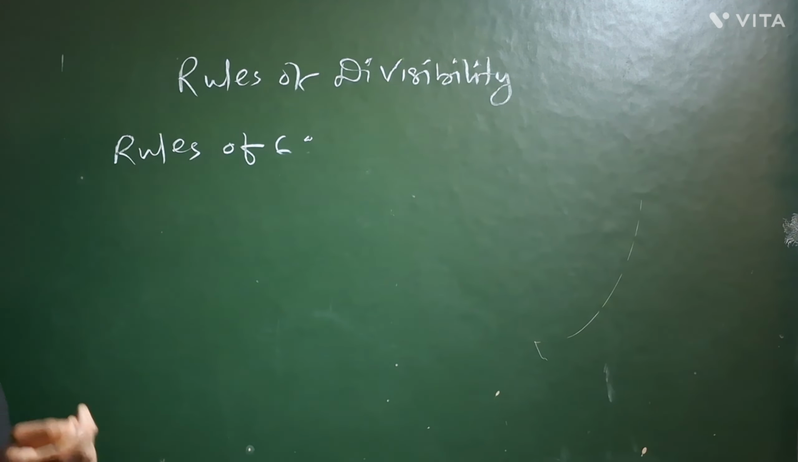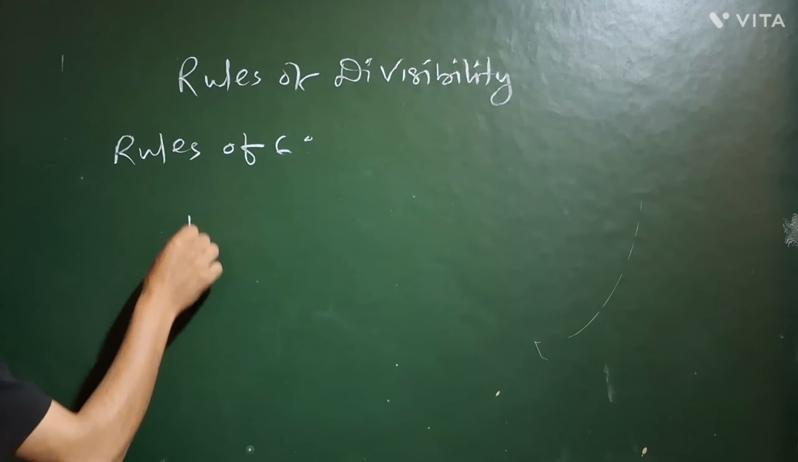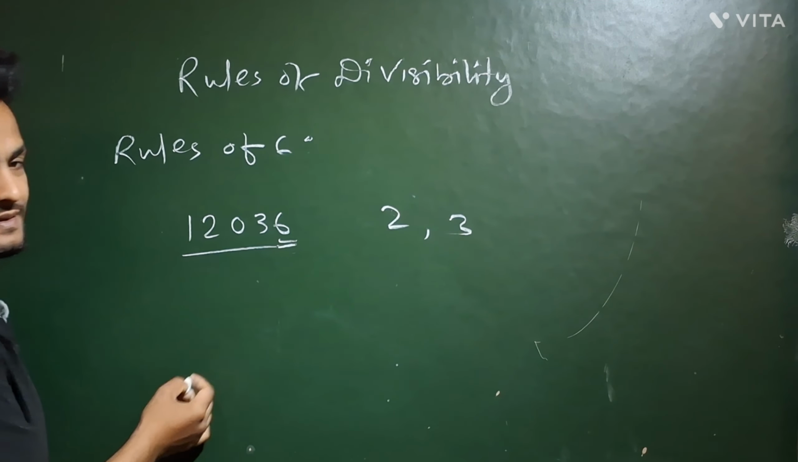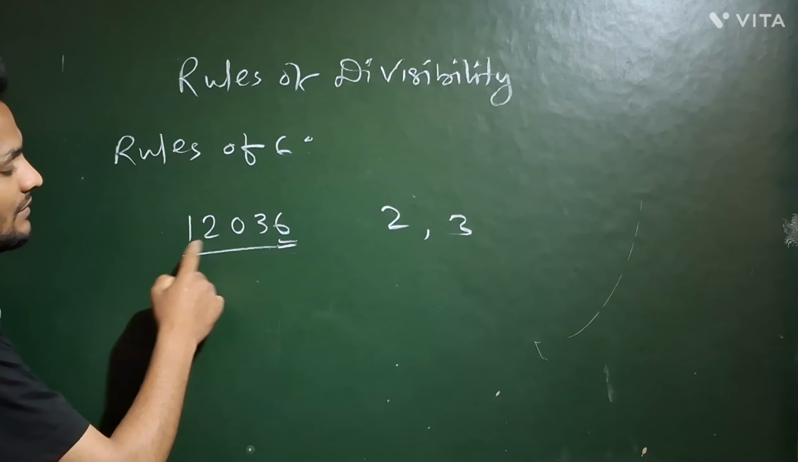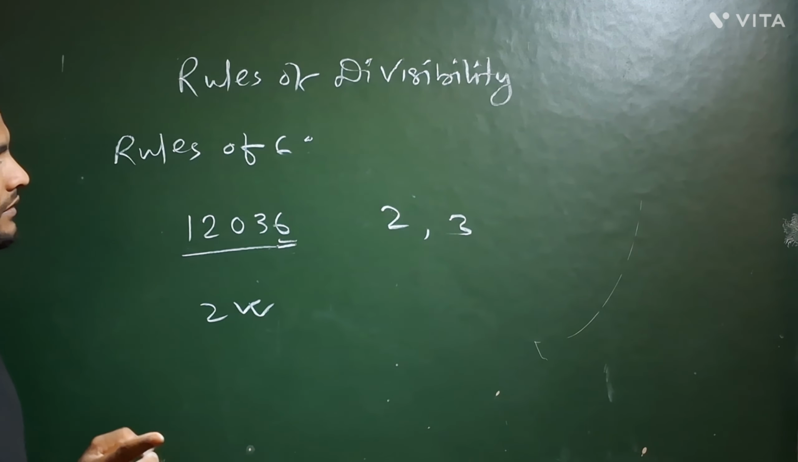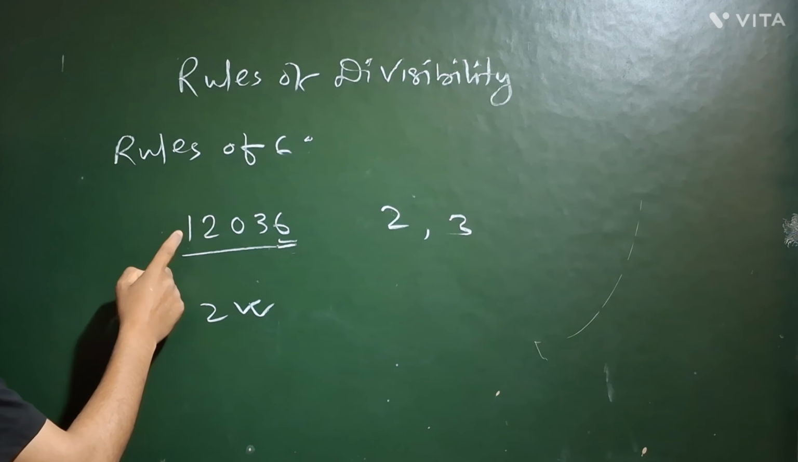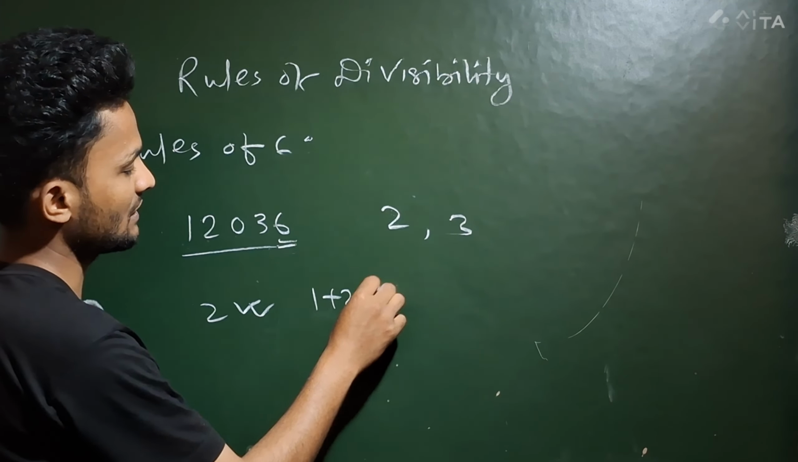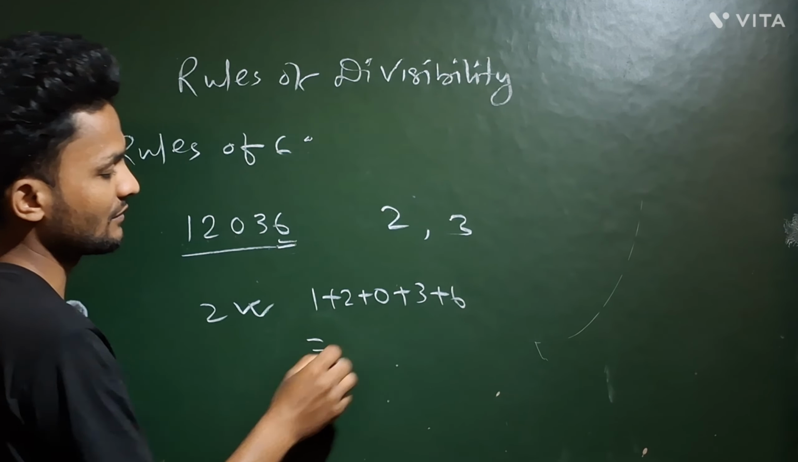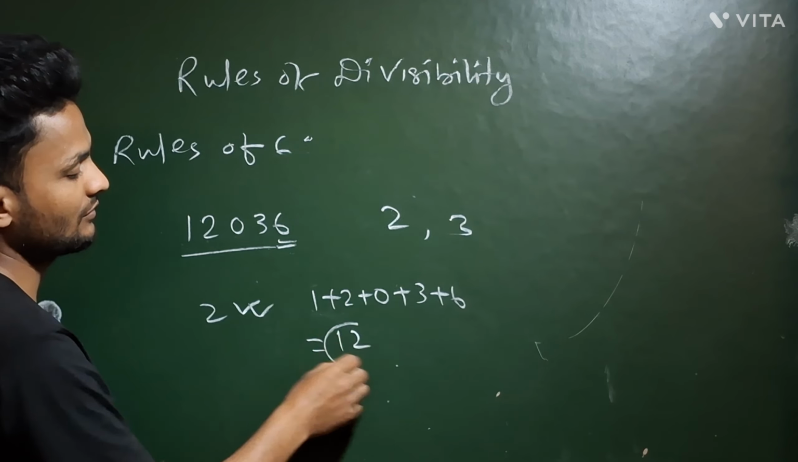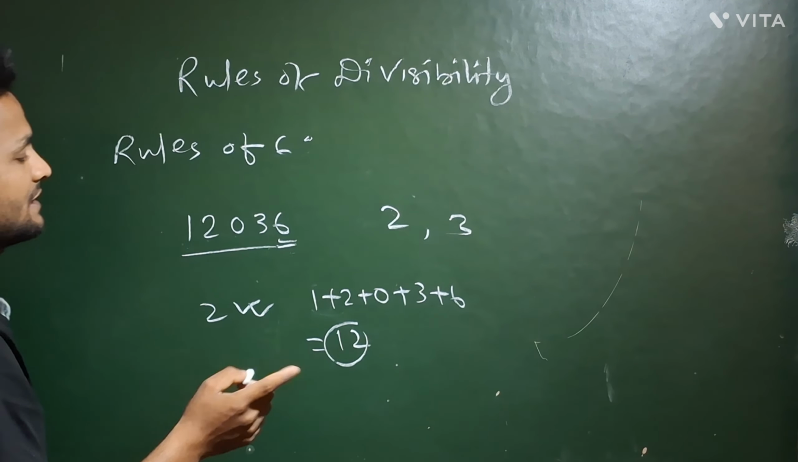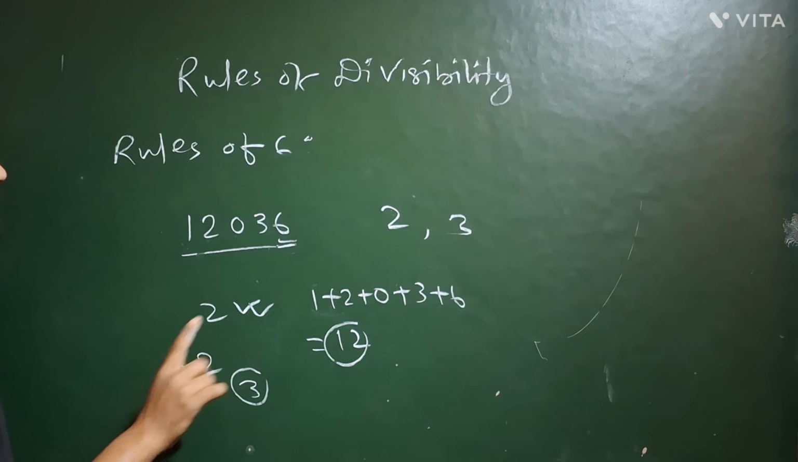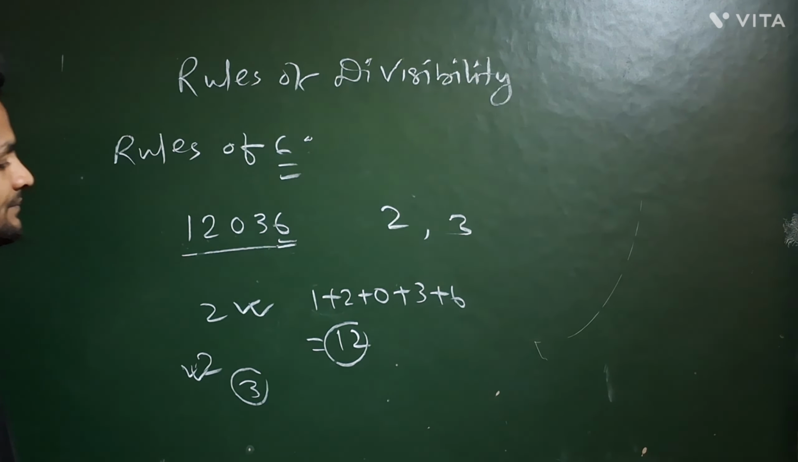We will take one more example to understand better. 12036. Since in this number the last digit is 6 and 6 is divisible by 2, that is why the number is divisible by 2. Now in this number the digits are 1, 2, 0, 3 and 6, and 1 plus 2 plus 0 plus 3 plus 6 is equal to 12, and 12 is divisible by 3. That is why the number is divisible by 2 as well as 3. So, the number is divisible by 6. Okay. Rules of 7.